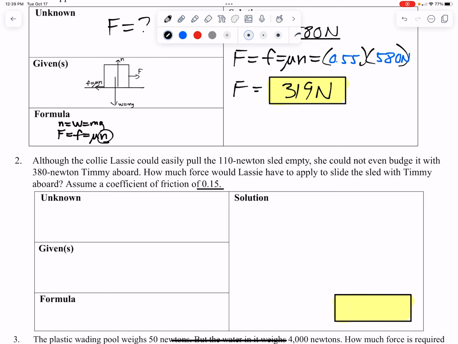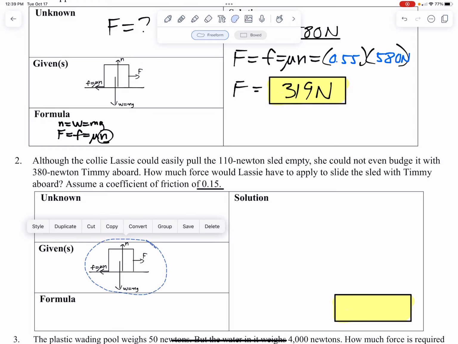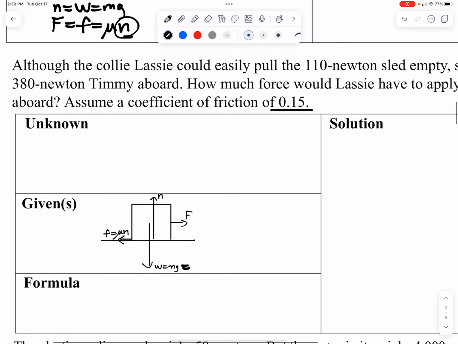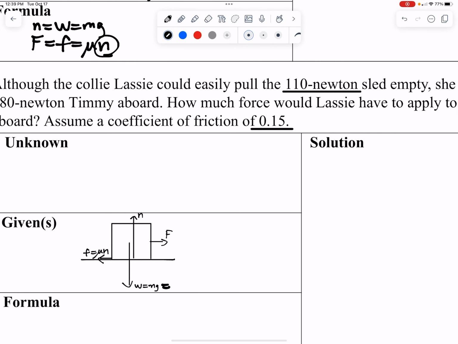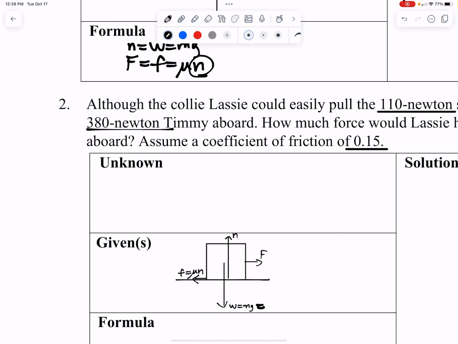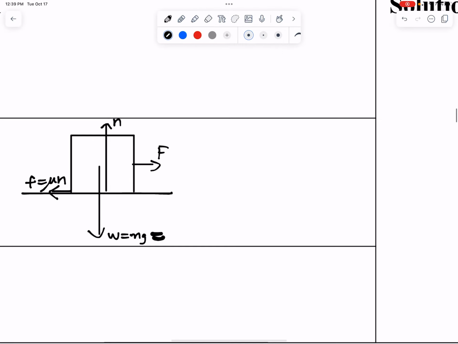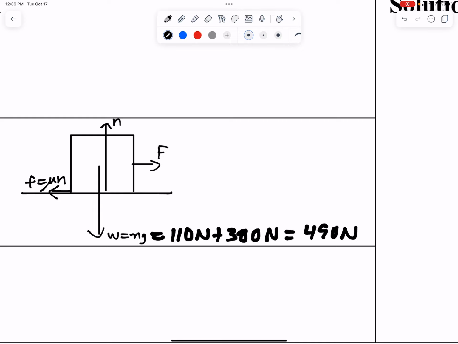Okay, so let's put our picture in there. This is going to be kind of our standard picture every time. Now, the weight we were told in this case is going to be the sled plus Timmy. So you have to add those two together. Okay, so 110 newtons plus 380 newtons is 490 newtons. So we need that. And then, of course, the normal force equals the weight, which is also 490 newtons.